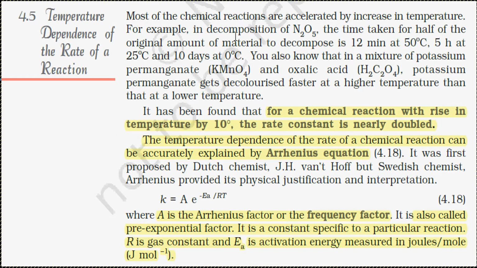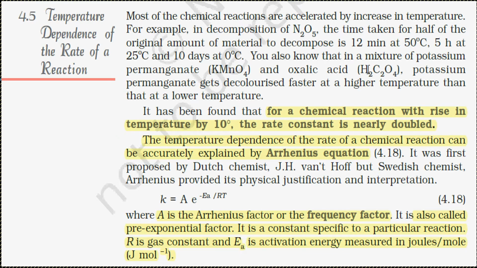For example, in decomposition of N2O5, the time taken for half of the original amount of material to decompose is 12 minutes at 50 degrees Celsius, 5 hours at 25 degrees Celsius, and 10 days at 0 degrees Celsius. So here, as the temperature is increasing, the decomposition is faster.